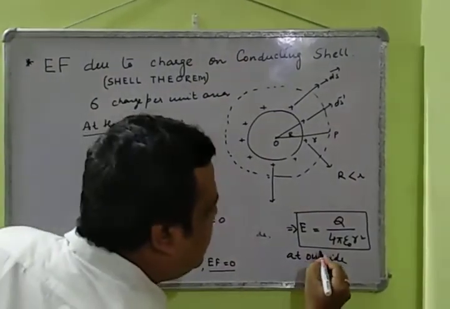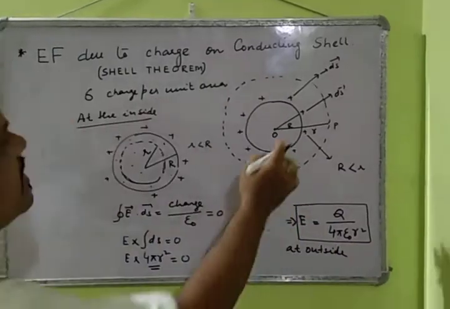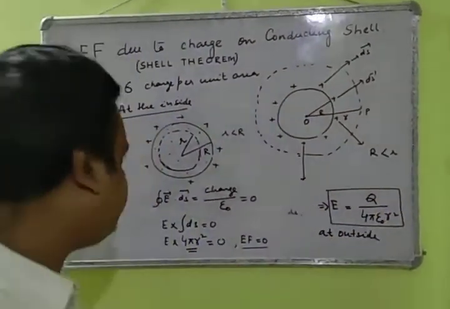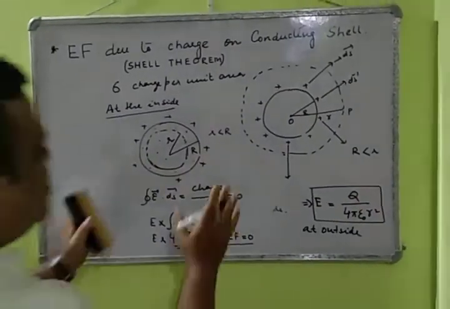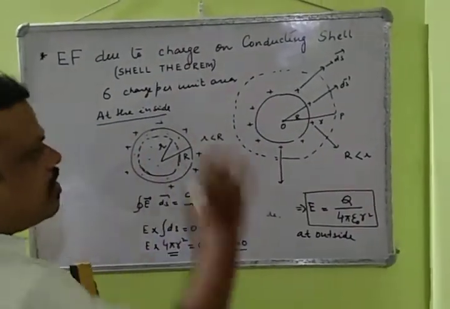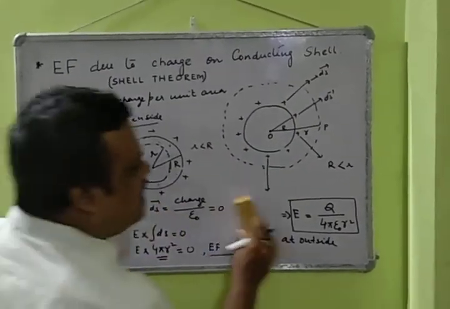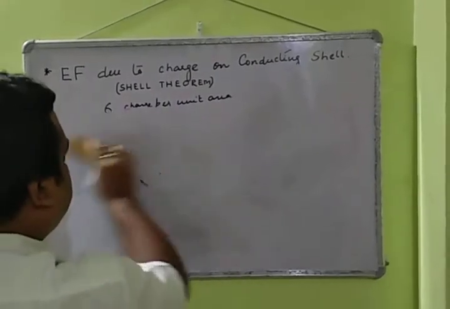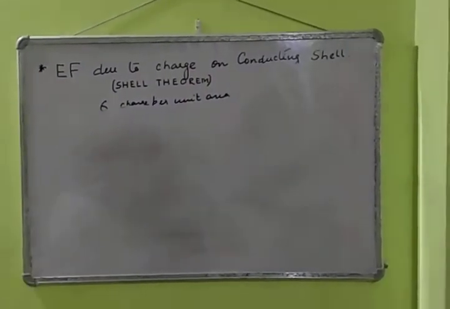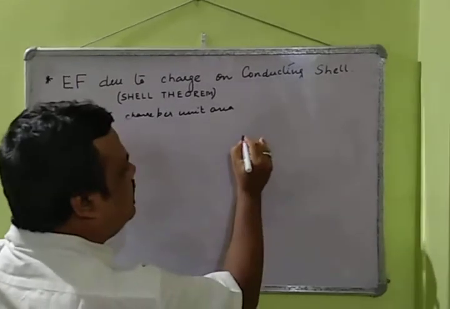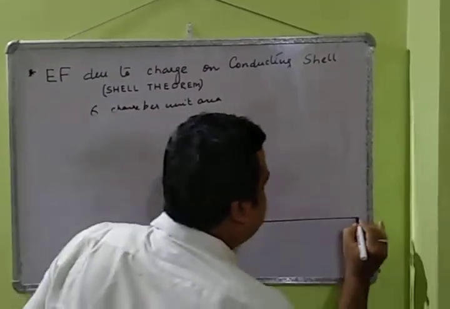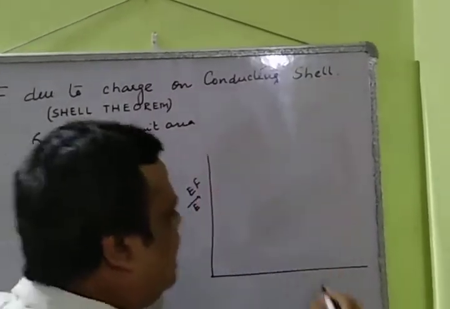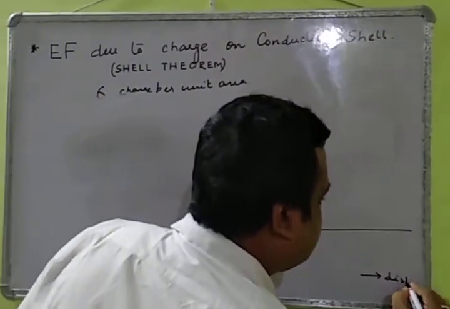At the outside the electric field was this, and at the surface the electric field, instead of small r, we used capital R. Overall, this is known as the shell theorem. So very quickly let me draw a graph between electric field and distance. This is your electric field or electric field vector, and this is the distance.